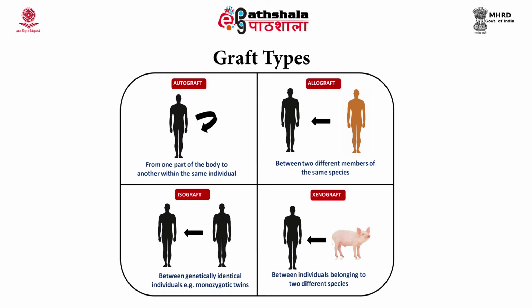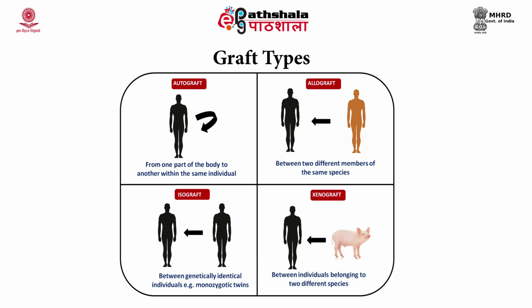As you can see, if a graft is from one part of a body to another within the same individual, it is called an autograft. Whereas, if the graft is between two different members of the same species, it is called an allograft. The graft between genetically identical individuals, for example, monozygotic twins, is called an isograft. Whereas, the grafting between individuals belonging to two different species is called a xenograft.